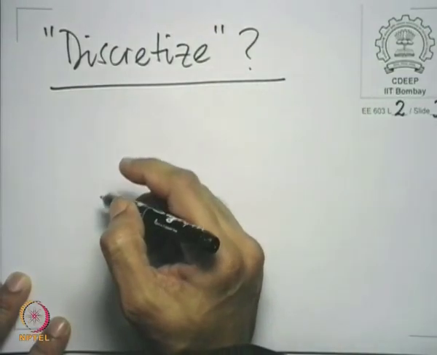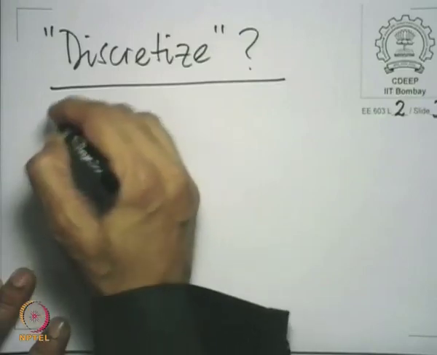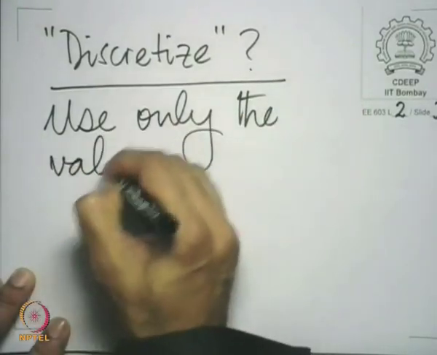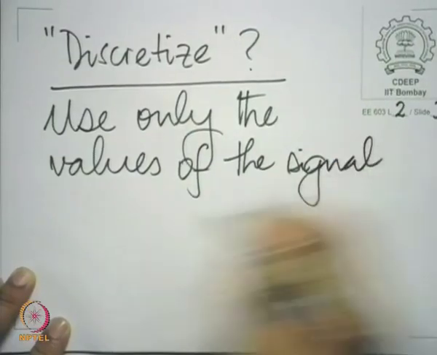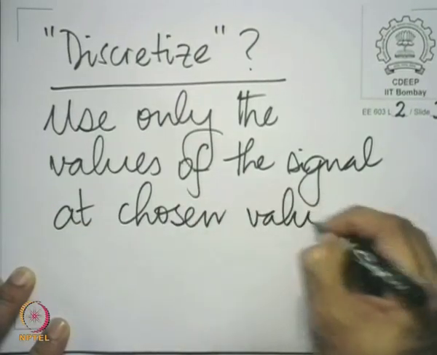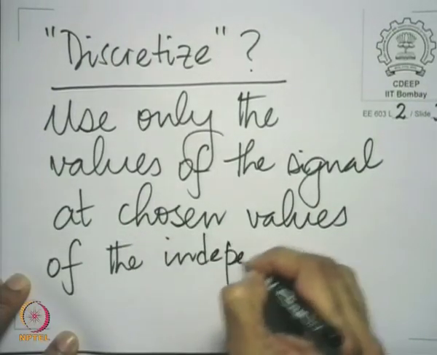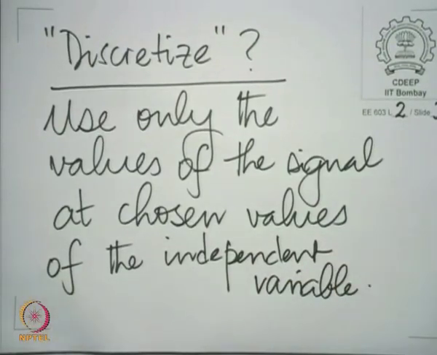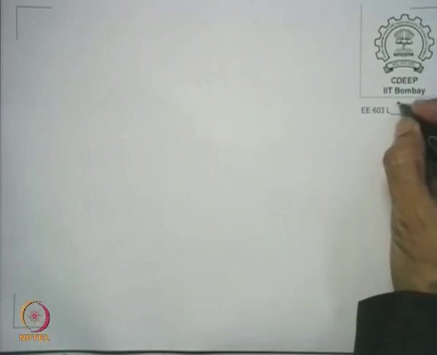Of course, we have an intuitive understanding. To our understanding, discretize means use only the values of the signal at chosen values of the independent variable. And very often this process has been called the process of sampling.